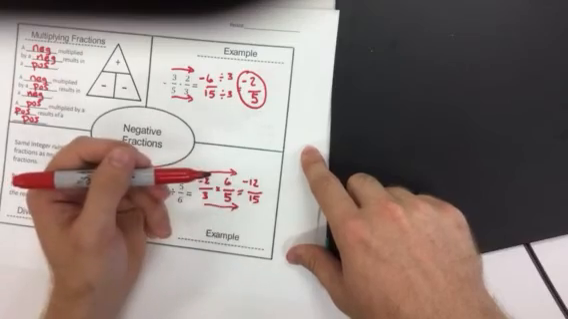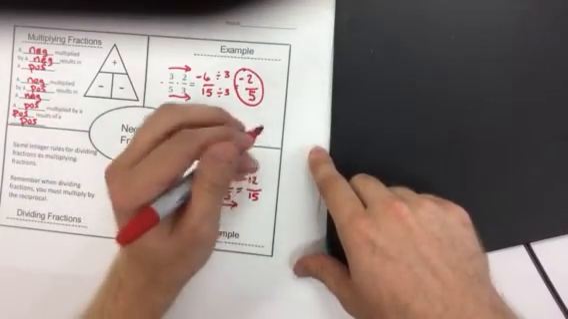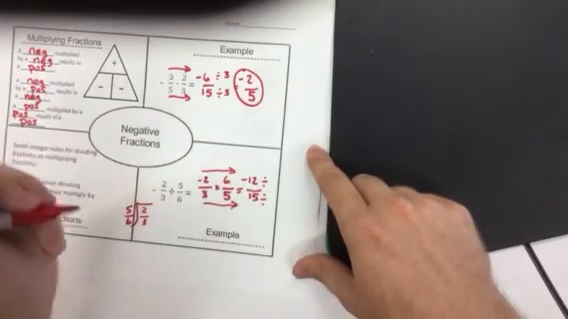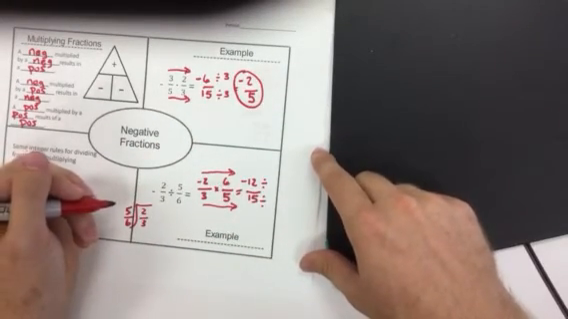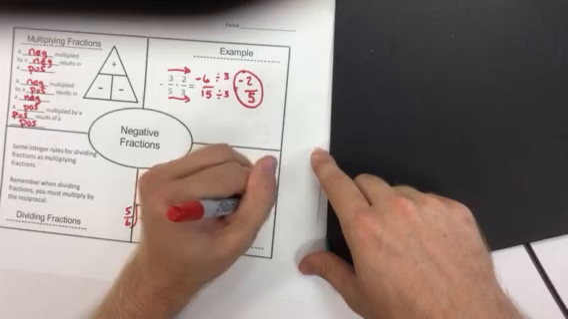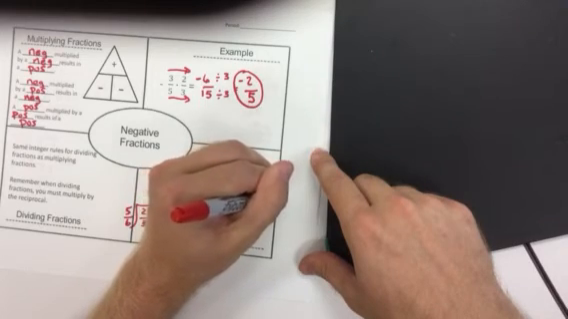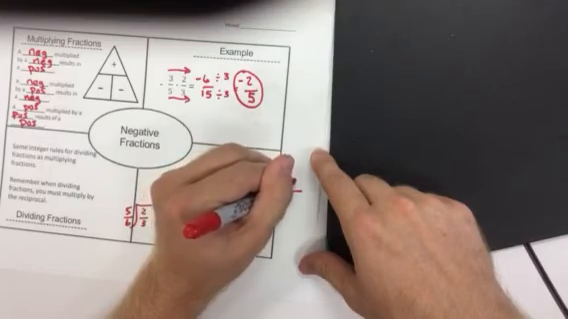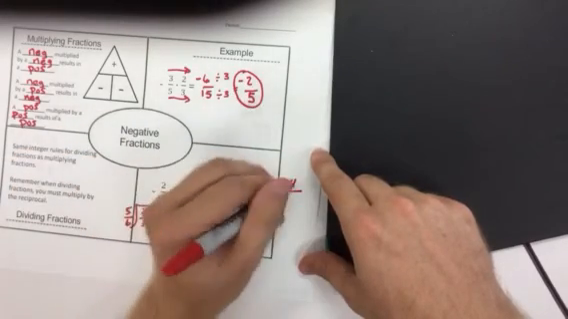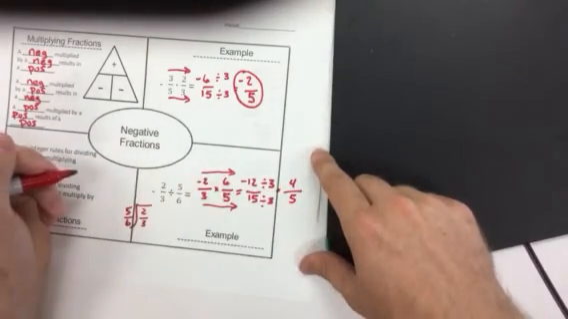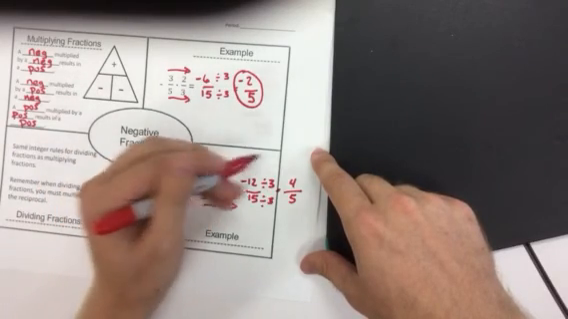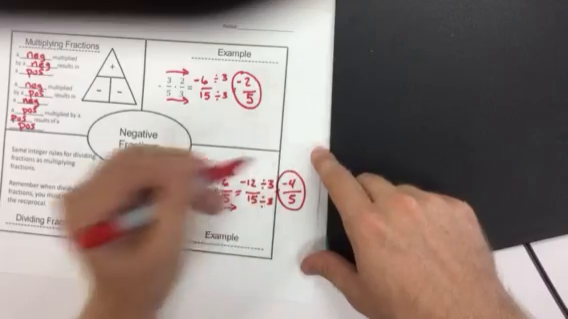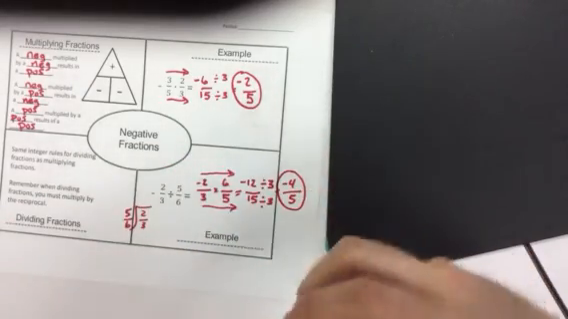Is this simplified? No, it is not, unfortunately. What can we divide by? 3. 12 divided by 3 is 4, and 15 divided by 3 is 5. Now remember, our answer was negative, so we need to keep the negative there. And our answer here is negative 4/5.